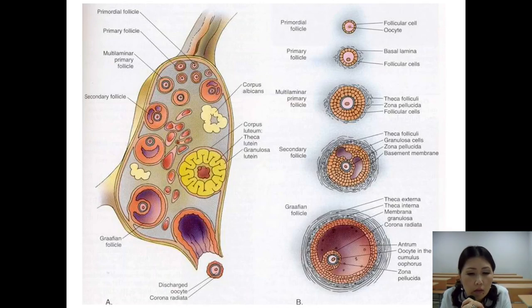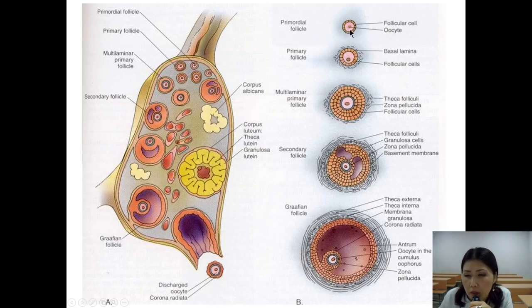And here you can see the diagram of the formation of the egg, the ovarian cycle also. These are the primordial follicle, primary follicle, multilaminar primary follicle, secondary follicle, Graafian follicle, discharged oocyte with corona radiata, corpus luteum, and corpus albicans. Here it is in more detail.